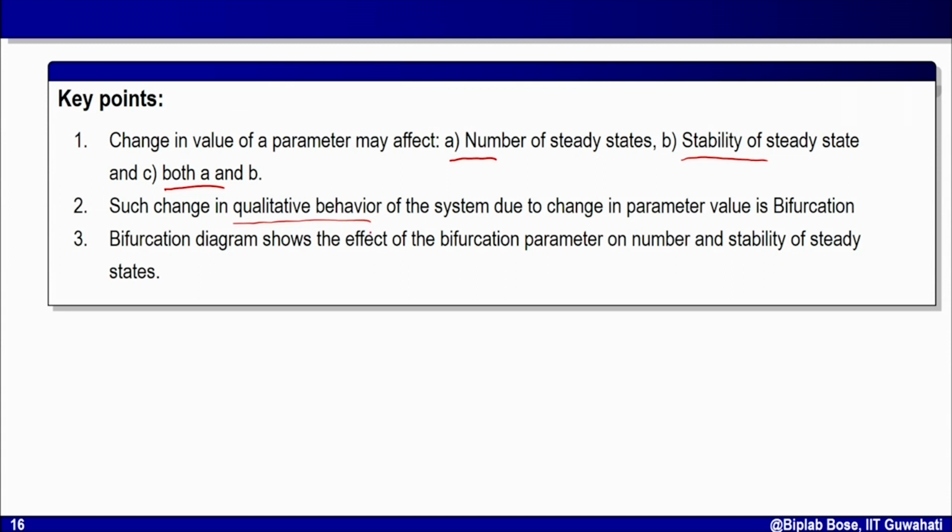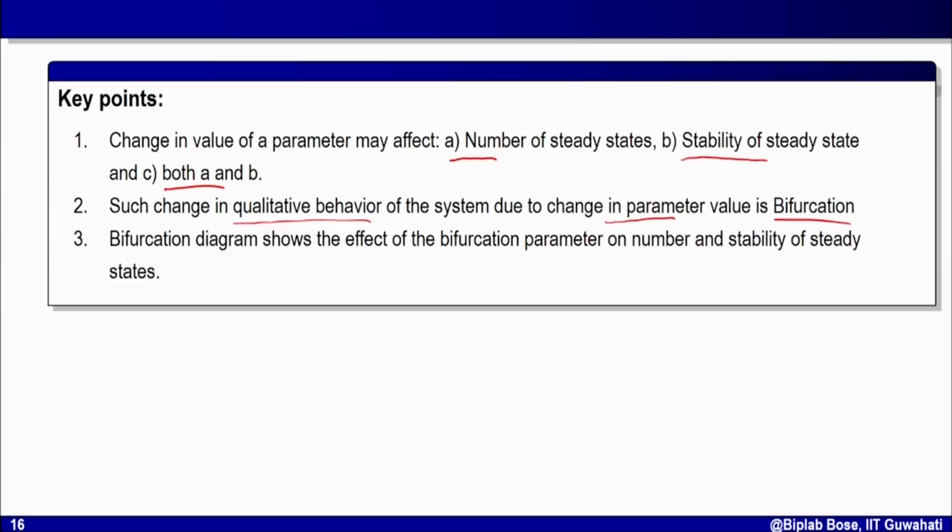So when such qualitative behavior change occur due to change in the parameter value, we have bifurcation in the system. And the parameter which is causing such changes is called bifurcation parameter. We have discussed how to draw bifurcation diagram. So bifurcation diagram shows us the effect of bifurcation parameter on number of possible steady state and the stability of those steady state.